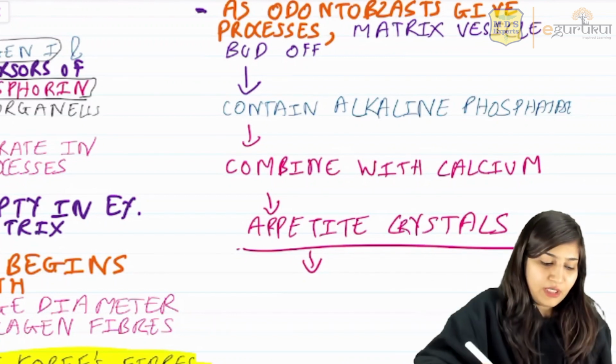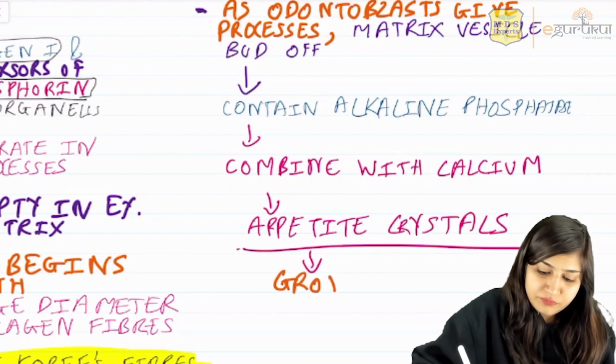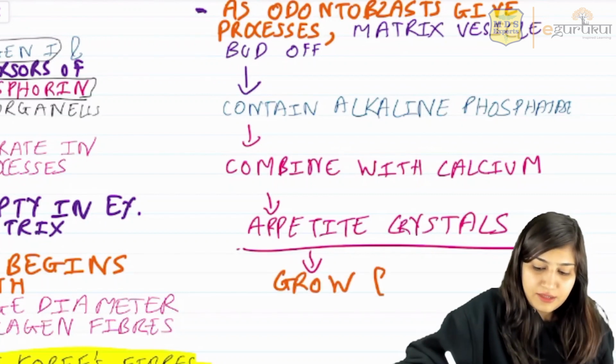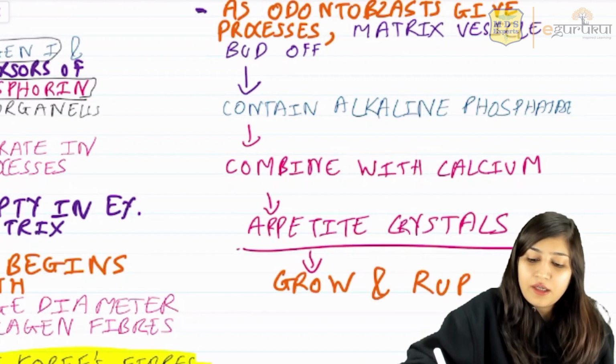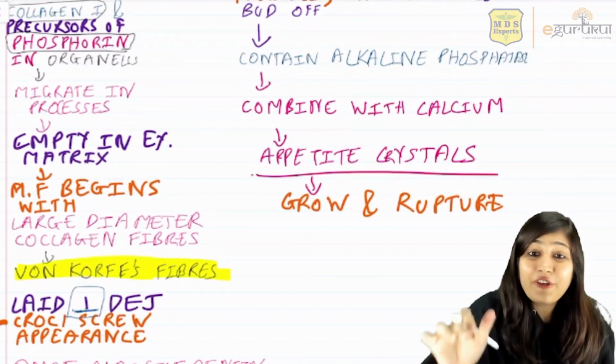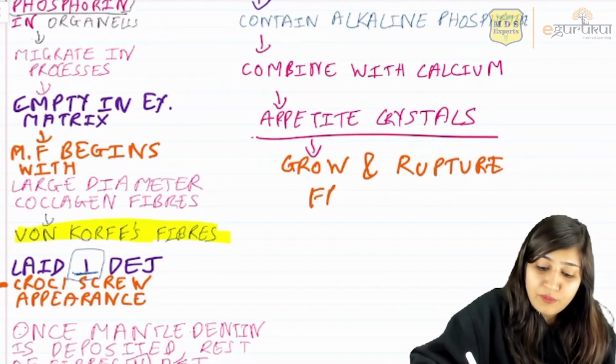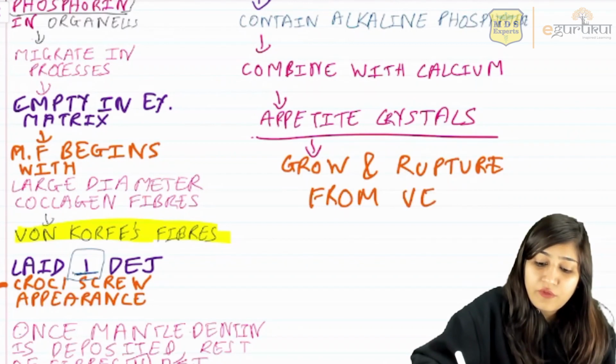So it will grow and rupture from the vesicle.